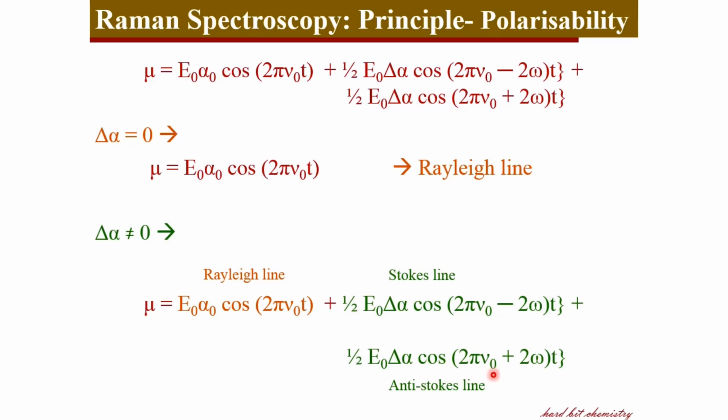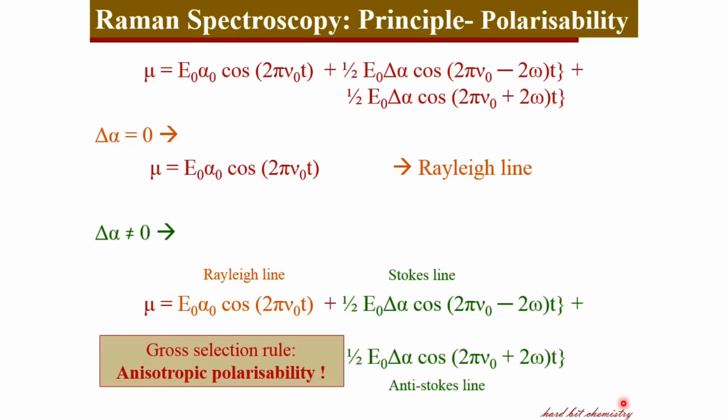So the first part of the equation represents the Rayleigh scattering, and the second and third parts represent Raman scattering, and it explains Stokes and anti-Stokes lines separately. And therefore, it is obvious that for Raman scattering to occur, there should be a non-zero change in polarizability. That means the molecule should be anisotropic. And so we have our gross or global selection rule that for a molecule to be Raman active, it should have an anisotropic polarizability.